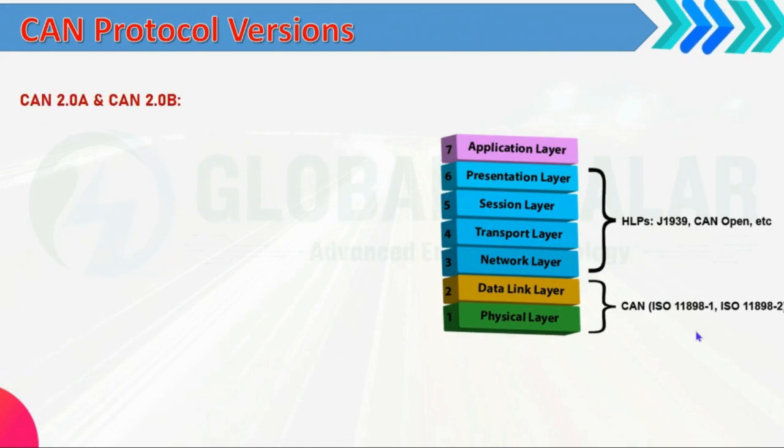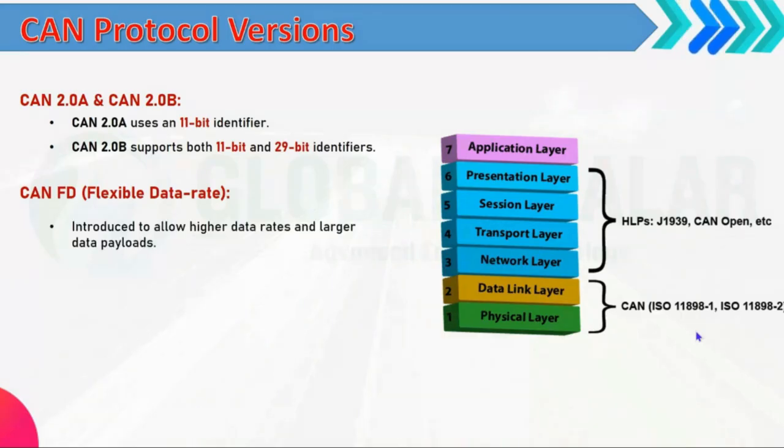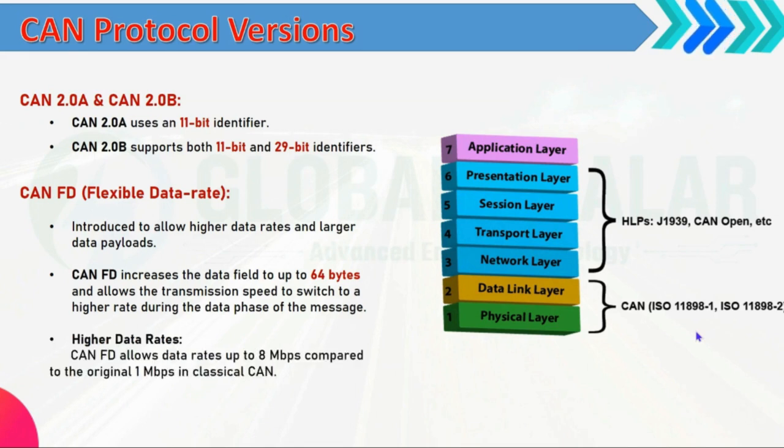And CAN protocol versions: we have CAN 2.0A and 2.0B. 2.0A uses the 11-bit identifier. 2.0B supports both 11-bit and 29-bit identifiers. And we have CAN FD, which is flexible data rate. It was introduced to allow higher data rate and larger data payload. CAN FD increases the data field up to 64 bytes of data, and the transmission speed switches to a higher rate during the data phase of the messages. It has a higher data rate, up to 9 Mbps, compared to the CAN protocol.